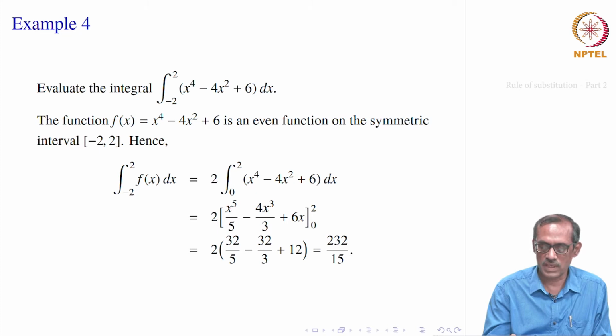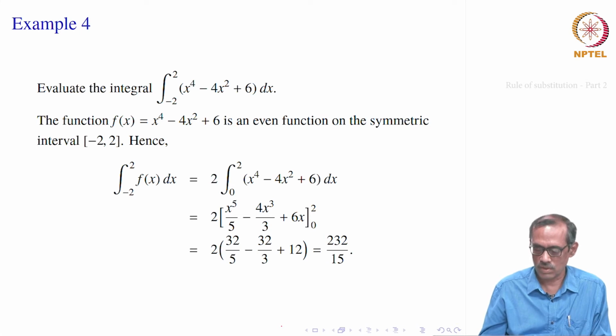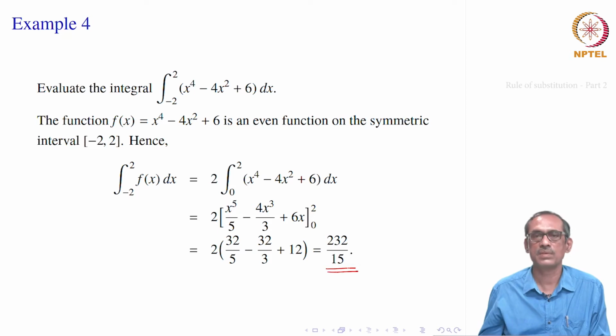So, x fourth gives x fifth by 5, and minus 4x square gives minus 4x cubed by 3, right. x to the power 2 gives x to the power 3 by 3, and 6 into 1 gives 6x. It has to be evaluated at 0 and 2. So, when you simplify, you would get the answer as 232 divided by 15.